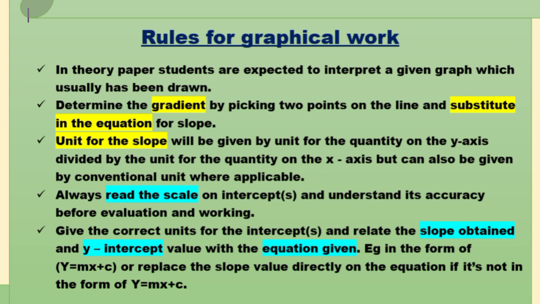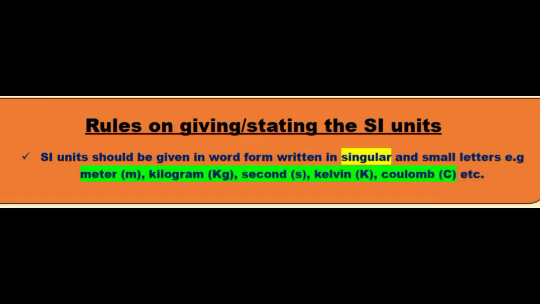So we go now to the next part, that is rules on giving or stating the SI units. For example, you are told to state the SI unit of length, state the SI unit of charge, state the SI unit of heat capacity or specific heat capacity or capacitance or voltage. So when you are stating the SI units, you must give it in singular form and in small letters.